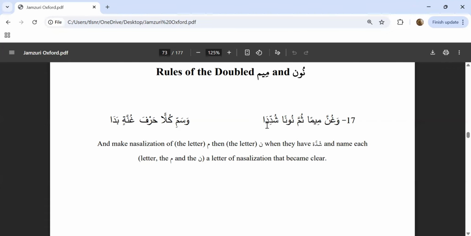So he says, when they are with shadda, and then he gives us another command verb: wasammi kullan, so name each of them. He's referring back to the letters meem and noon, a harf of ghunna, a letter of nasalization. So it's become clear that when these two letters have shadda, we name them a letter of nasalization, and it's clear that these two letters have this particular characteristic.